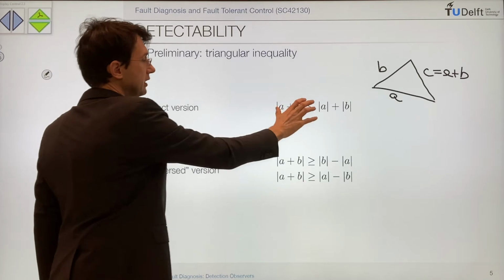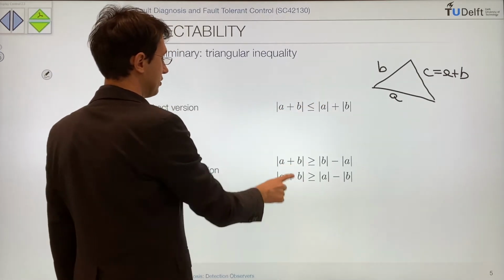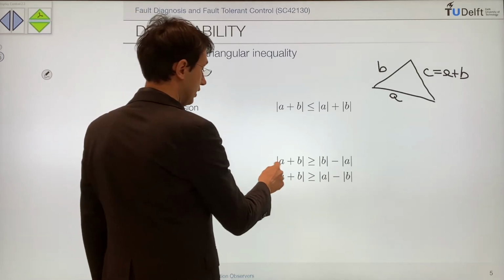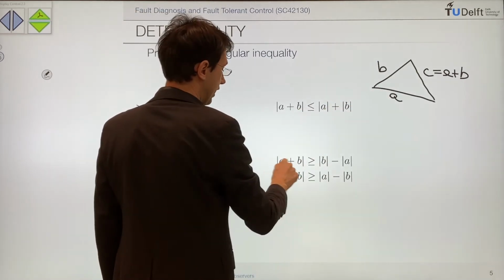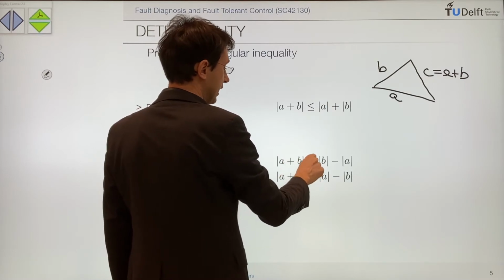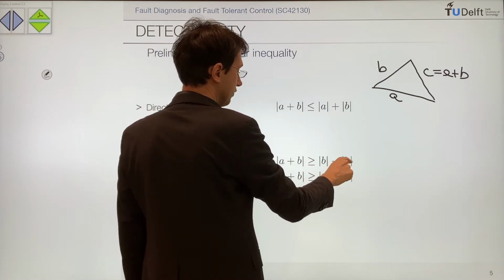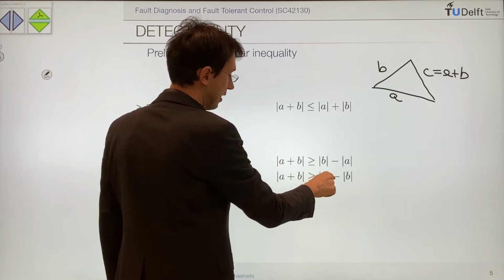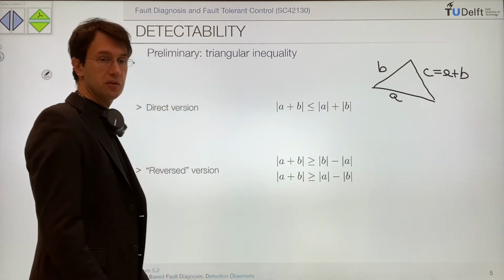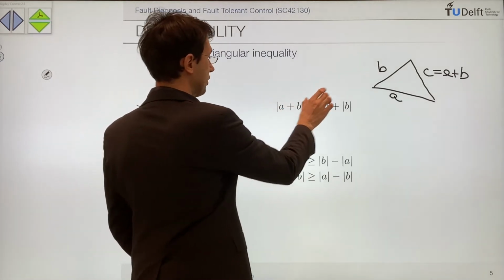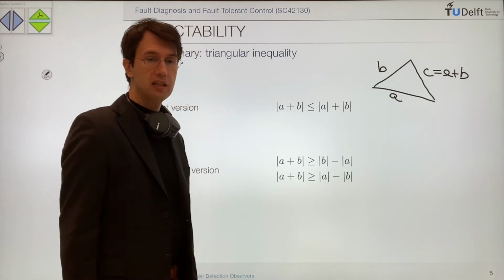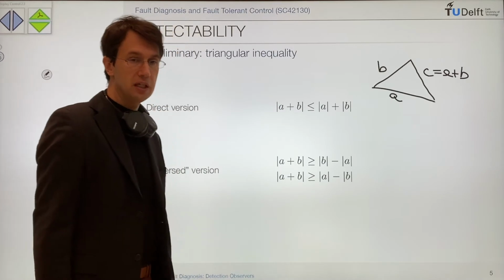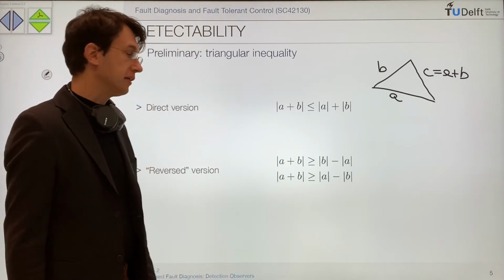But if you take this and you turn it around, you can also get these other two versions, which are the reversed versions. So the norm of A plus B is bigger or equal than the norm of B minus the norm of A, or the other combination, the norm of A minus the norm of B. So in general, these are norms when you're talking about vectors, but if you are talking about scalars, these are absolute values, and we're going to use absolute values later.